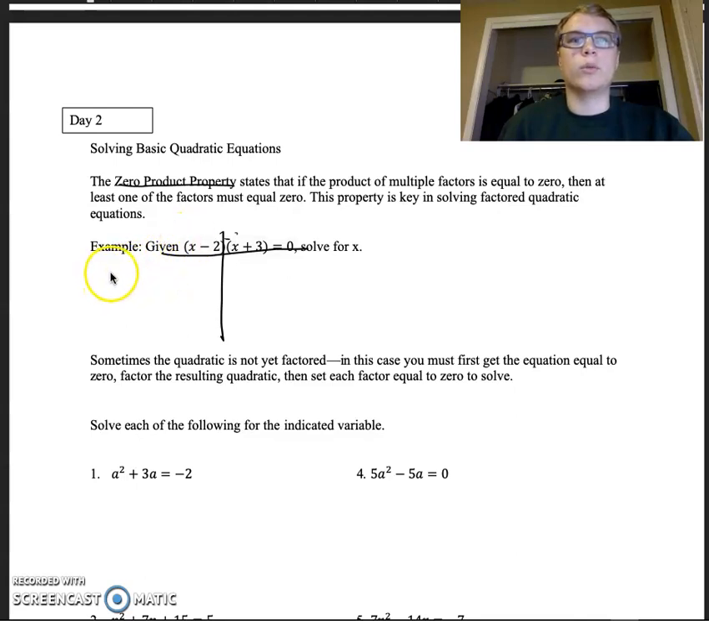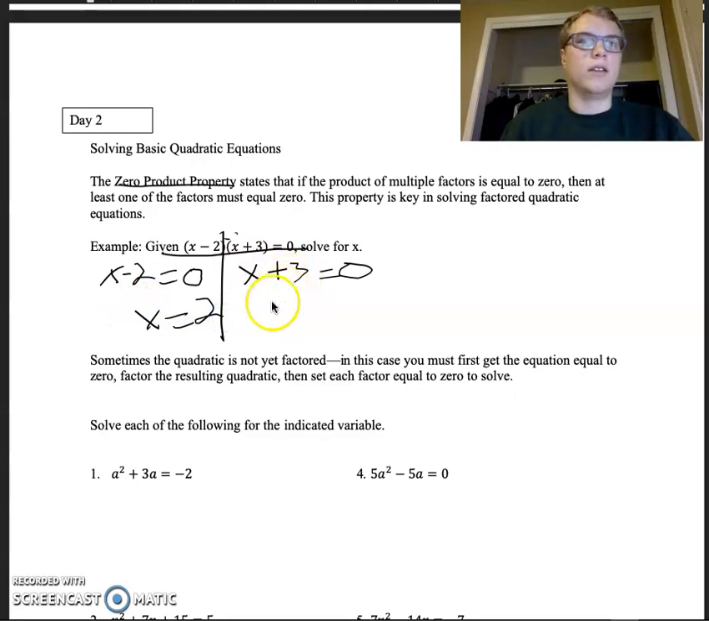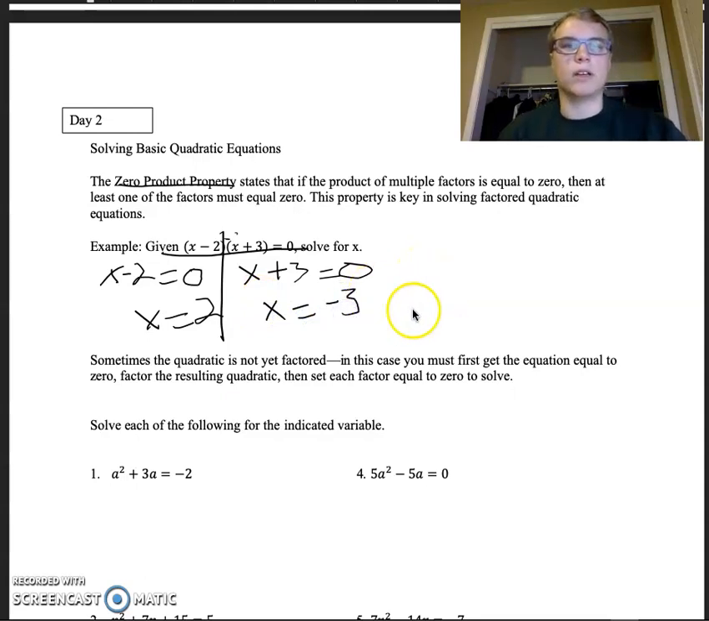Then we write each part and make that equal to 0. On this side we'll have x minus 2 equals 0, and on this side x plus 3 equals 0. Then we can solve for x. We add the 2 over, and that gets us x equals 2. On this side we subtract the 3 over, and that gets us x equals negative 3. So pretty simple, nothing too complicated, something you all should have seen before.